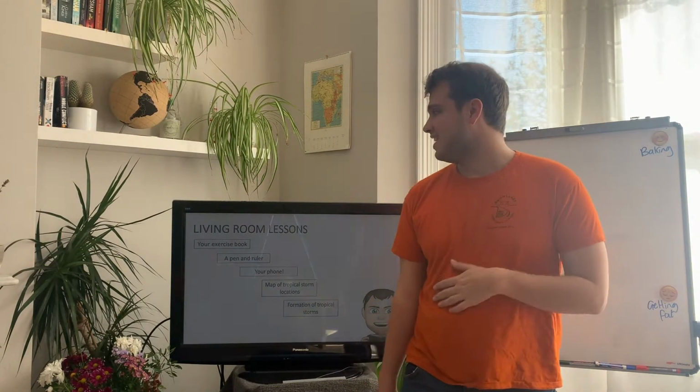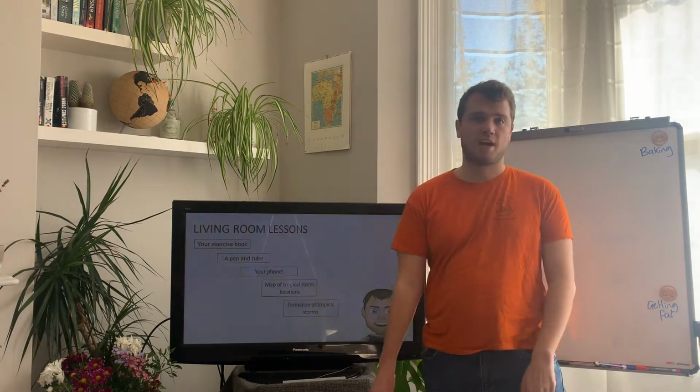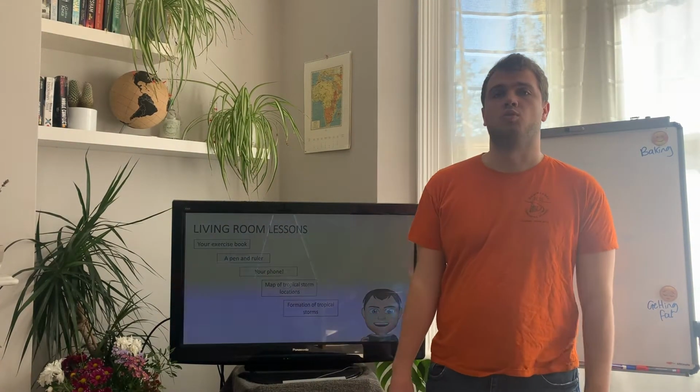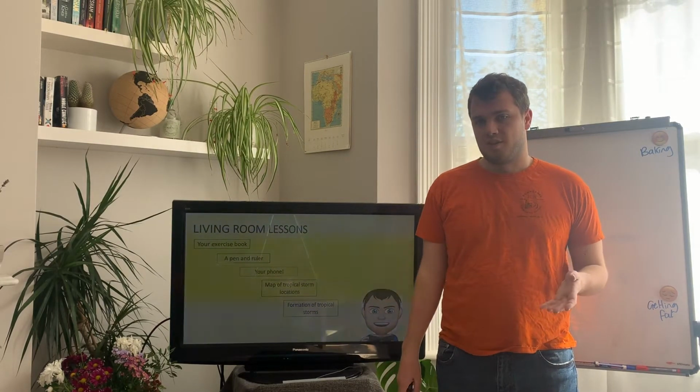So what you are going to need today is your exercise book, a pen and a ruler, your phone, the map of tropical storm locations, print that out small, you don't need it big, and the formation of tropical storms. So that's the kind of storyboard you'll see attached to this document.